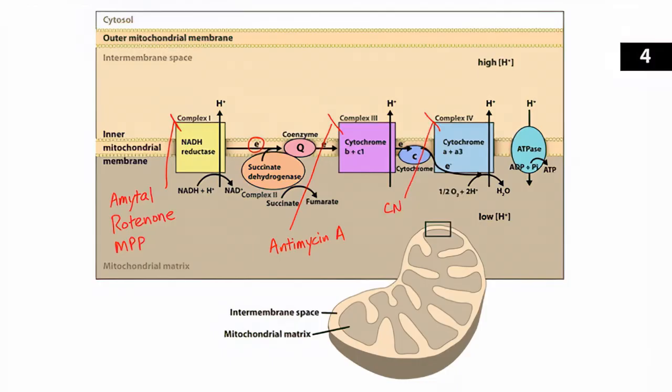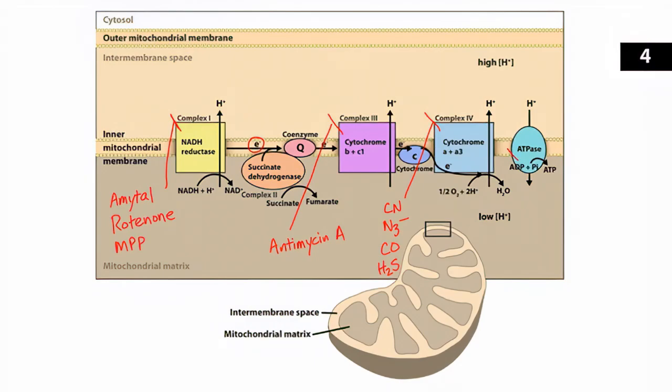So cyanide, which can be abbreviated CN, can inhibit complex 4. Sodium azide, and azide is abbreviated N3, can inhibit it. Carbon monoxide, or CO, can inhibit it. And also hydrogen sulfide, or H2S. So CN, N3, CO, and H2S can all inhibit complex 4.